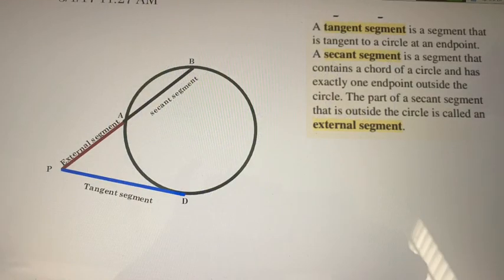All right, so now let's look at this. A tangent segment is a segment that is tangent to a circle at an endpoint. A secant segment is a segment that contains a chord of the circle and has exactly one endpoint outside the circle. The part of the secant segment that is outside the circle is called an external segment. We've had all of this before, except for the external segment part, but now we're going to put them together, and we're going to look at a new theorem.